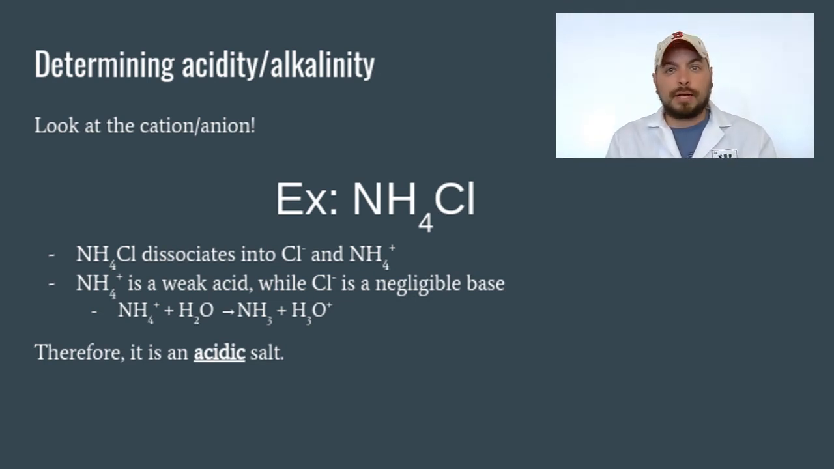Therefore, the acidic pH would be as a result of the NH4+. And this would be considered an acidic salt because the NH4+ would lower the pH below 7. The Cl-, it does nothing. It's mostly a spectator in this whole process.